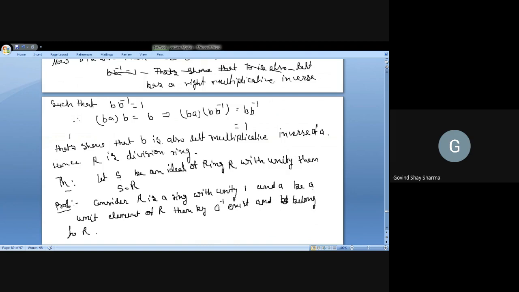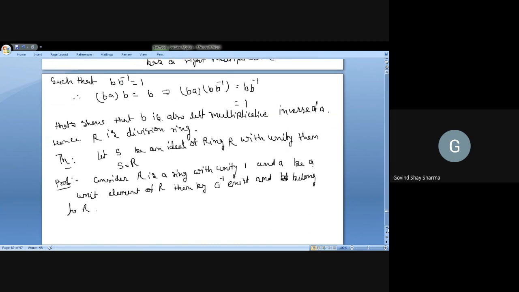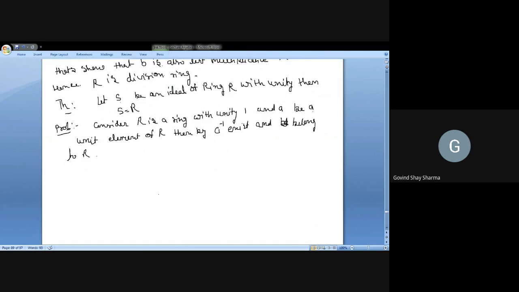Now, by definition, a belongs to R, and also a inverse belongs to R. Then 1 belongs to S by definition. Now we have to prove that S is equal to R.